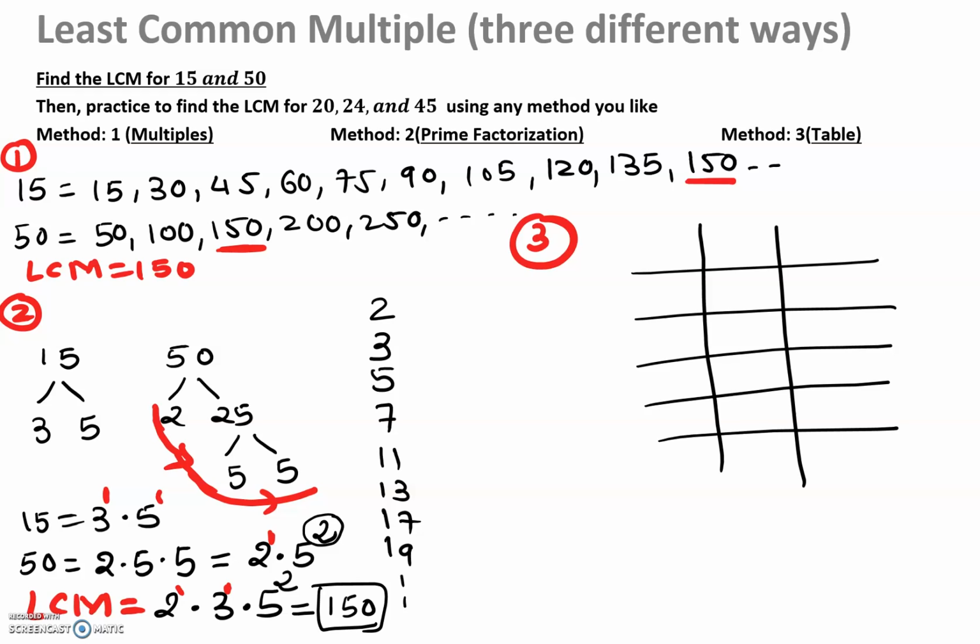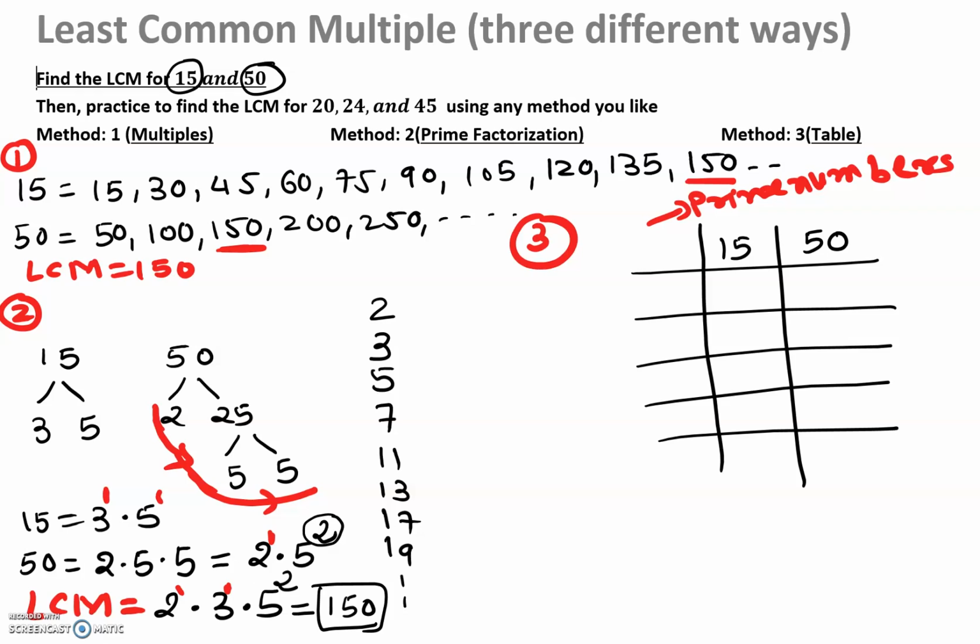I'm going to keep my first column for prime numbers. My second column, 15 goes in the second column. And my third, 50 goes into the third column. And I'm going to start with the smallest prime. As long as you can use the smallest prime for either one of the columns, you have to keep using it. Once you can't use that for either one of the columns, then you go with the next prime.